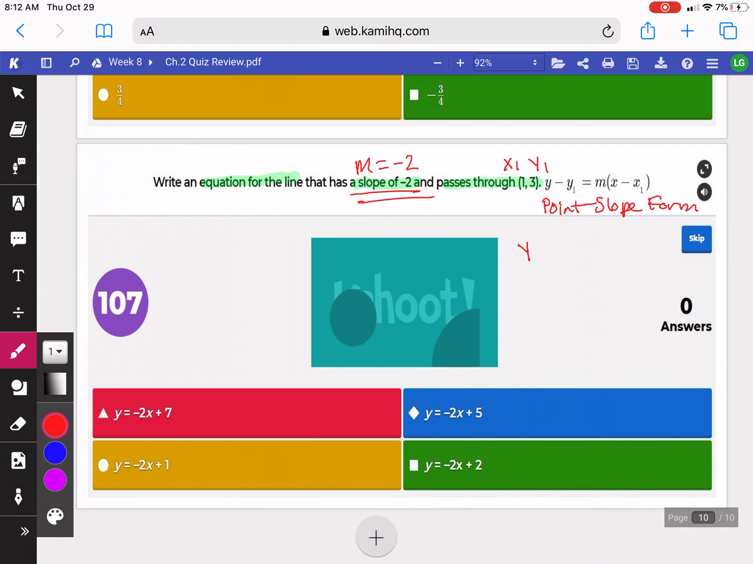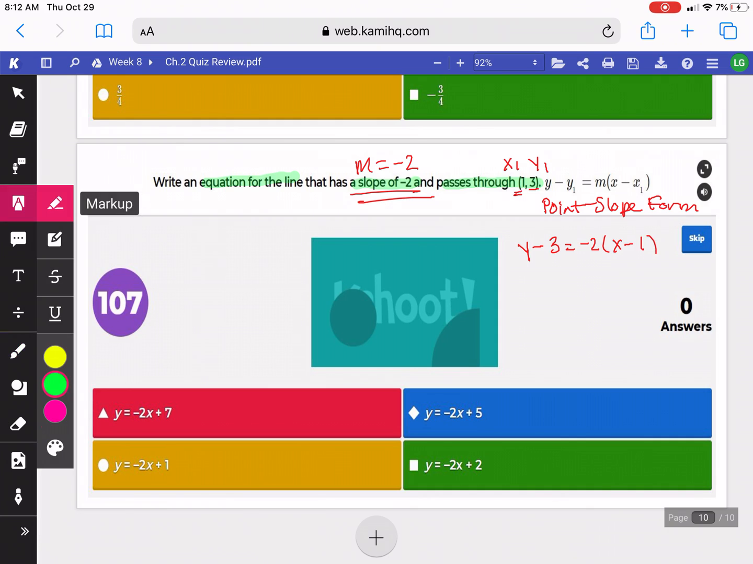So I have y minus. For y1, I'm going to plug in 3. For m, I'm going to plug in -2. And for x1, I'm going to plug in 1. So in our formula, we're plugging into y1, m, and x1.